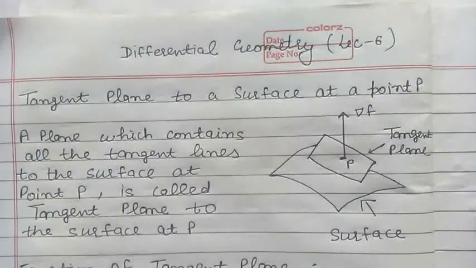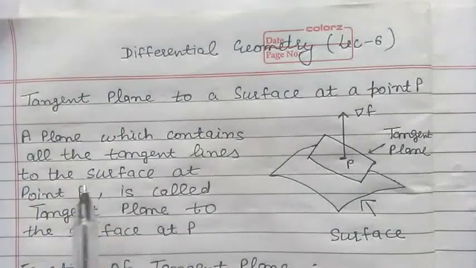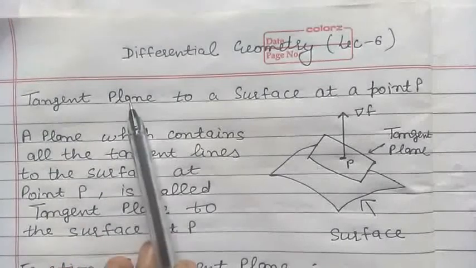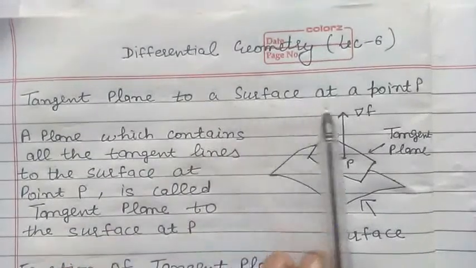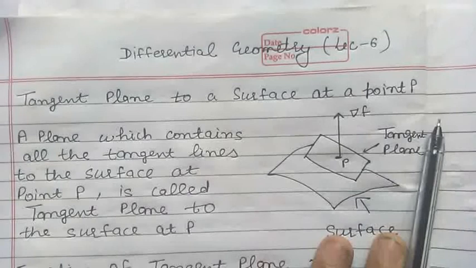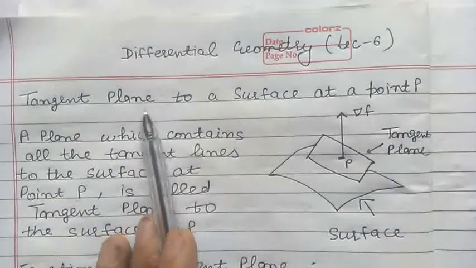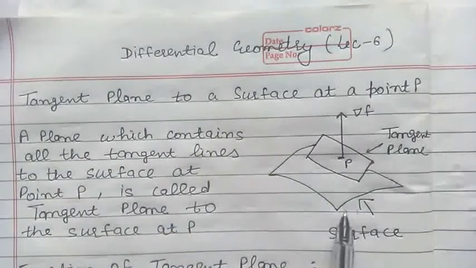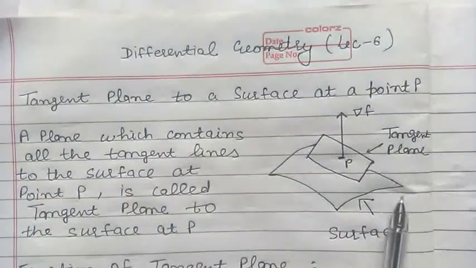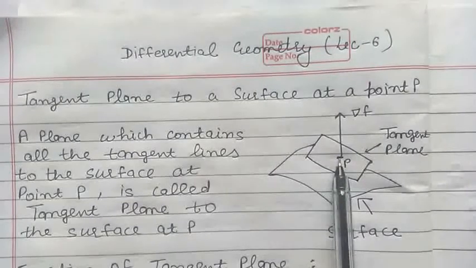Good morning students. Today you will learn how to find the equation of the tangent plane to a surface at a given point P. So firstly, let us define what is a tangent plane at a point. In order to define it, let us take a surface. This is a surface and P is the point where we are to define the tangent plane.